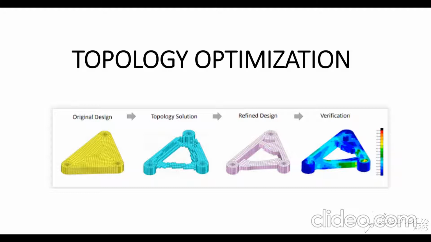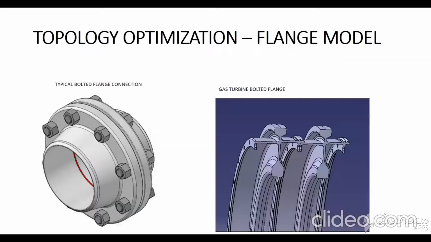What is topology optimization? Well, it's the process in which we can get a reduced volume component from its original shape. Topology optimization can be divided up into 4 stages. We start from an original design and the finite element software gives us the topology solution. We need to make sure that this topology solution can be manufactured, getting a refined design that we need to verify at the end. So in this video, we are going to learn how to get this topology solution with Abaqus. To do so, we are going to use a Flange model like the ones shown in the following pictures.